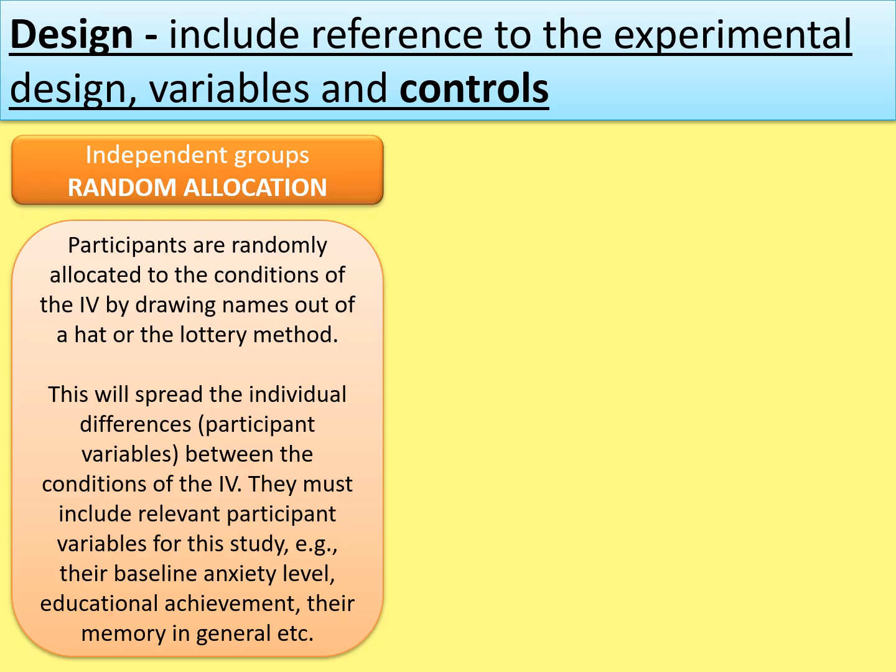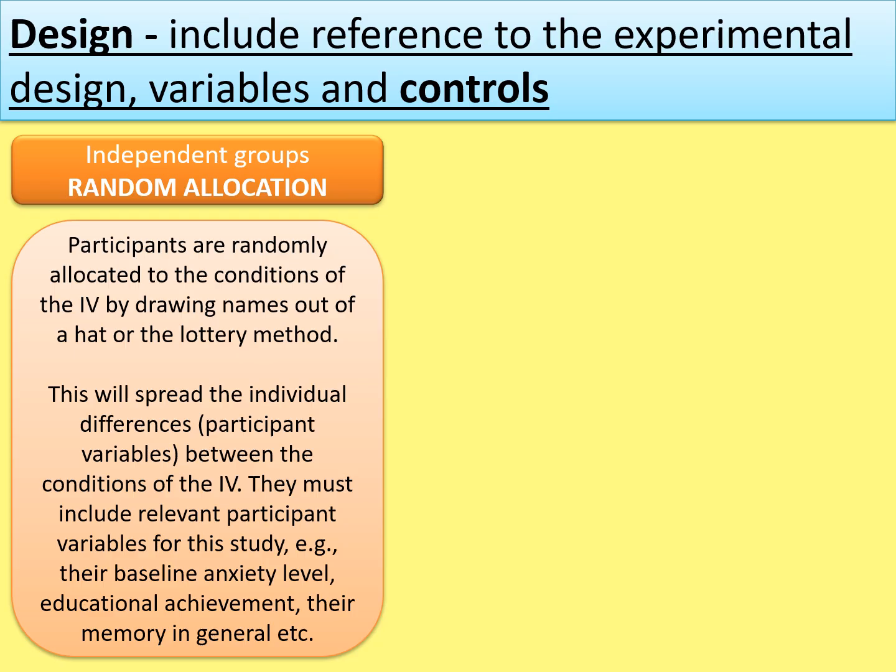Now, that is always the case unless it's a quasi-experiment. Do you remember, a quasi-experiment is where you can't randomly allocate people because you might be looking at the difference between, say, smokers and non-smokers. That's not the case in this experiment. We are going to randomly allocate people to either take anxiety medication or a placebo, so it's going to work.